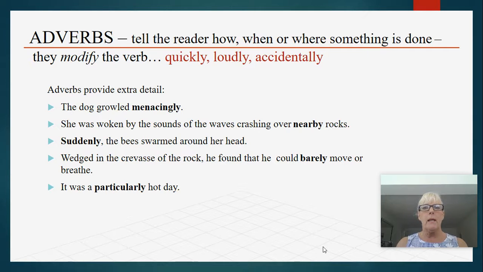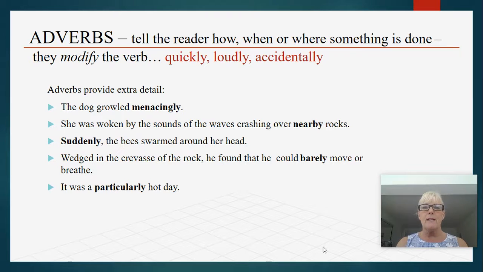So things like quickly, loudly, accidentally. A lot of them end in ly, but not all of them. So I've got some examples for you here. We could say the dog growled menacingly. So think, as I read these sentences, what would you say about these? How would you say that the dog is growling? He's not growling because he thinks somebody's at the door. Maybe somebody is at the door and he wants to attack them. So he's menacingly.